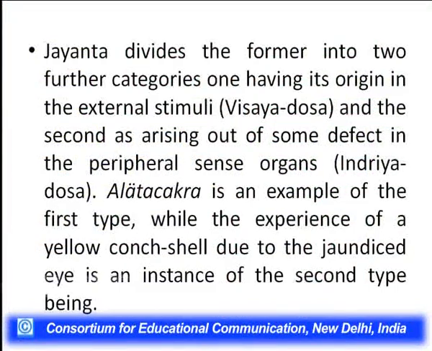But now the important point is that Jayanta divides the former type of error, namely Salamban type of error, into two further categories. One having its origin in the external stimuli, which is deemed as Vishaya dosha, and the second as arising out of some defect in the peripheral sense organs. Peripheral, why are we saying peripheral? Because there is an internal sense organ also according to them, namely manas. So there could be errors.